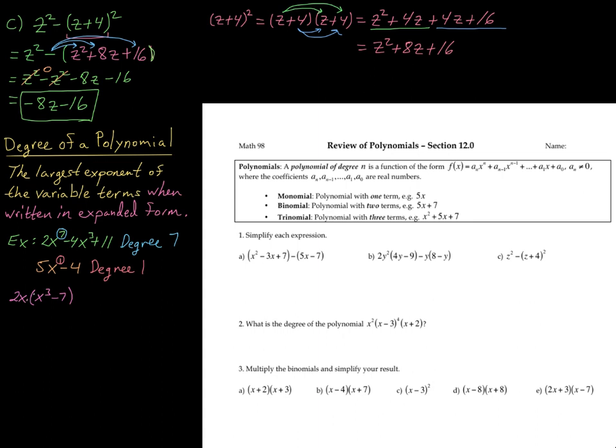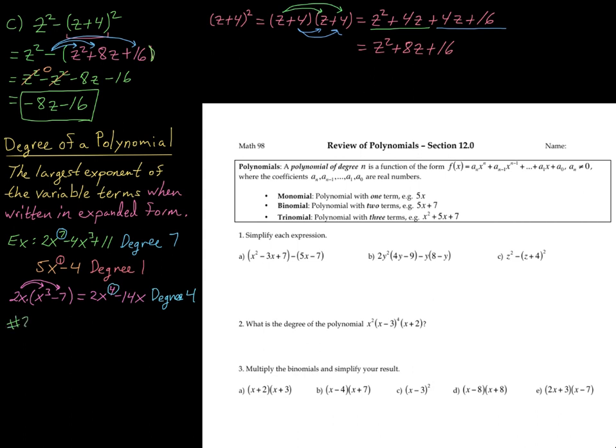But since this thing is not in expanded form, meaning I can expand this and then rewrite it, in order to find the degree, we're first going to distribute this to give us 2x to the fourth minus 14x, and now written in this form, we can say, oh, okay, the highest exponent is a 4, so this would be a degree 4 polynomial, okay? Okay, so now let's check out question number 2.